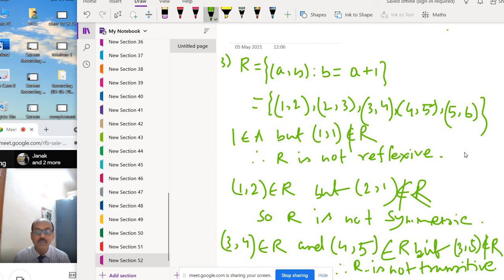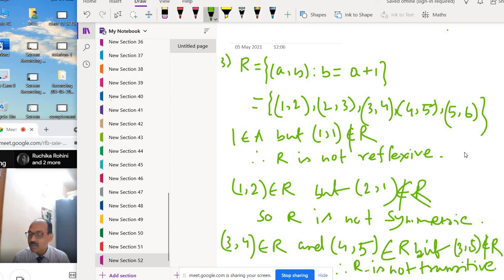Next we will do question number 5. Question 4 is already done. So number 5 is, check whether the relation R in R, that means real numbers, defined by R = {(a, b) such that a less than or equal to b cube}. So the relation is in general a less than or equal to b cube. This is the condition. Is it reflexive, symmetric or transitive.